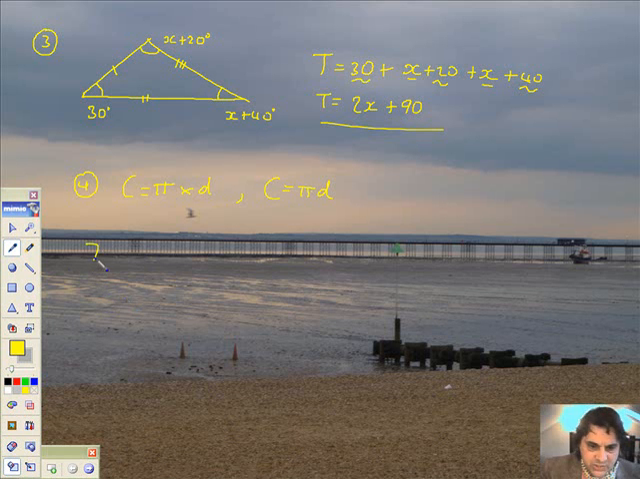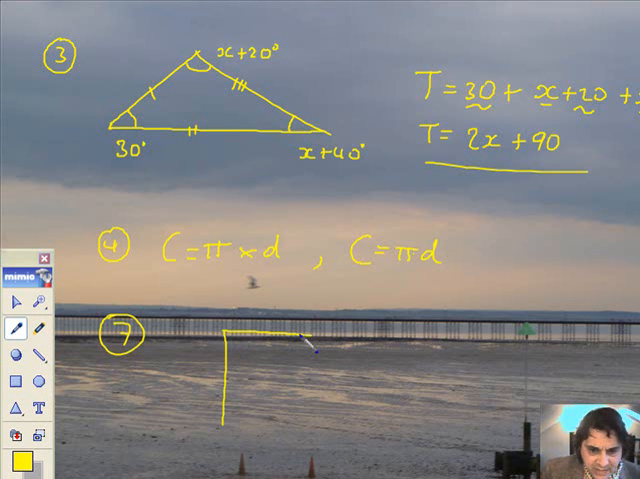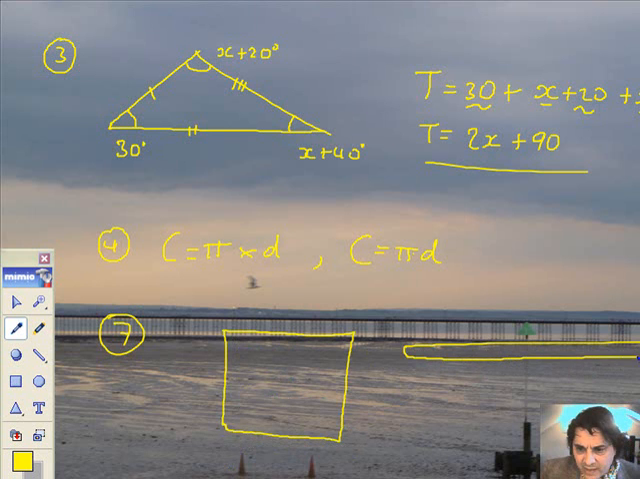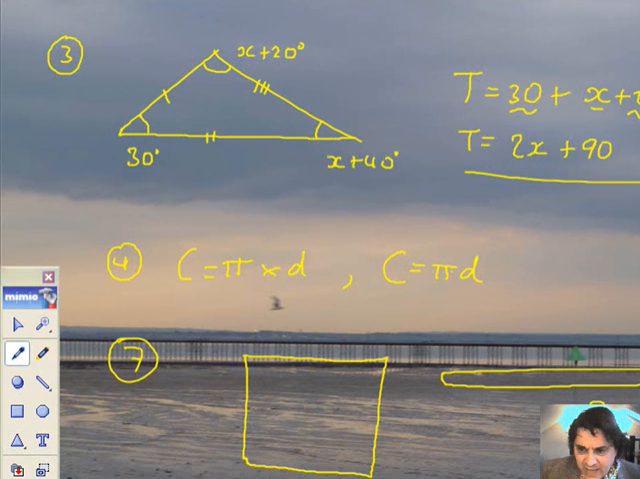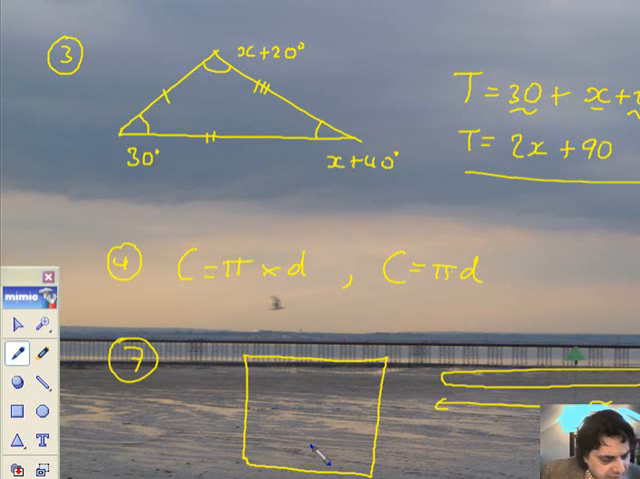Question 7 says, James is making a square enclosure for his pet gerbil to run around in. It is made from a piece of card, x centimeters long. So imagine he's got a long piece of card, he's going to bend it over, and that's x from there to there. James is going to convert this long bit of card into a square. Write down a formula for the length s of each side of the square enclosure.